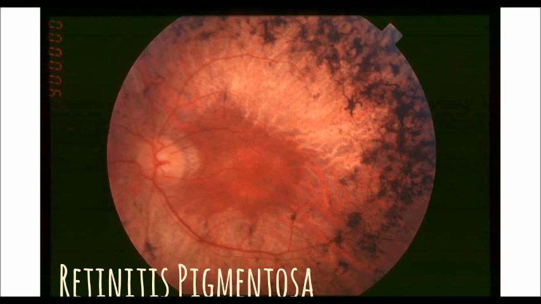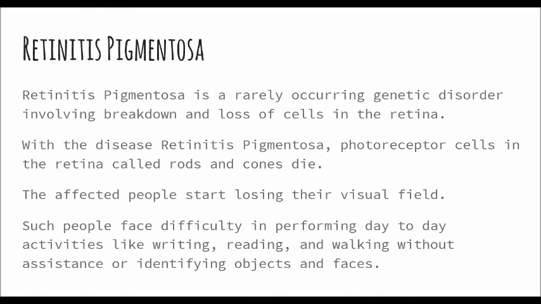Now I will be describing the disease Retinitis pigmentosa. It is a rarely occurring genetic disorder involving breakdown and loss of cells in the retina. With the disease Retinitis pigmentosa, photoreceptor cells in the retina called rods and cones die. The affected people start losing their visual field. Such people face difficulty in performing their day-to-day activities like writing, reading, and walking without assistance or identifying objects and faces.